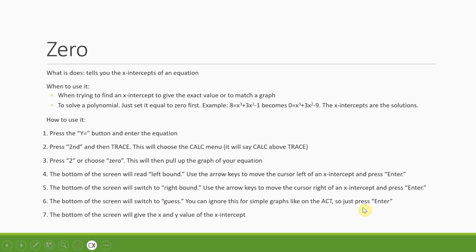Don't do anything else. Then, after that, the bottom of the screen is going to give you the x and y value of that x-intercept that you just surrounded with your left and right bound. And the cursor is going to zoom in on that exact spot. Then you just repeat that whole process for each x-intercept if there's several. And that's all there is to it. Do practice this one. It could be really helpful, especially on the back end of the test where it has some really crazy polynomials. So you're not having to factor out trinomials or anything crazy like that.